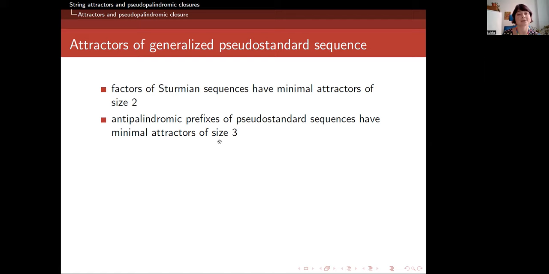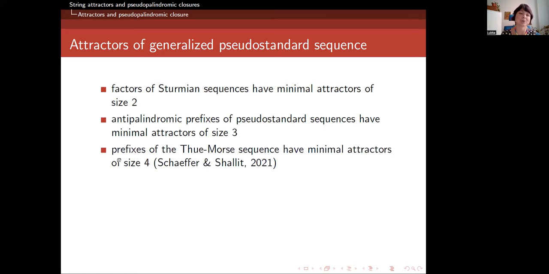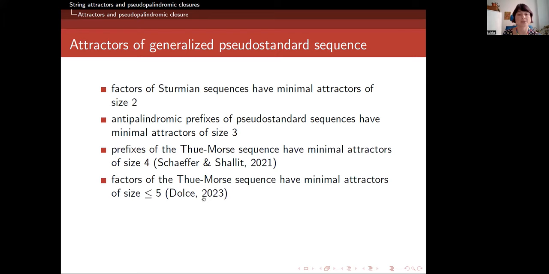In general, concerning the prefixes of the Thue-Morse sequence, which is again a generalized pseudo-standard sequence, they were studied by Schaeffer and Shallit, and in general the minimum attractors are of size 4. And Francesco Dolce, as I mentioned, studied all factors of the Thue-Morse sequence, and he showed that they are of size up to 5.